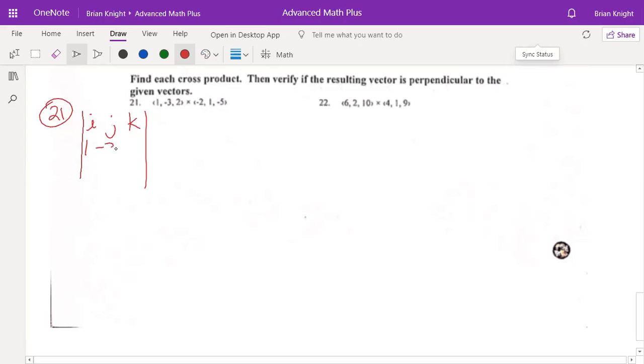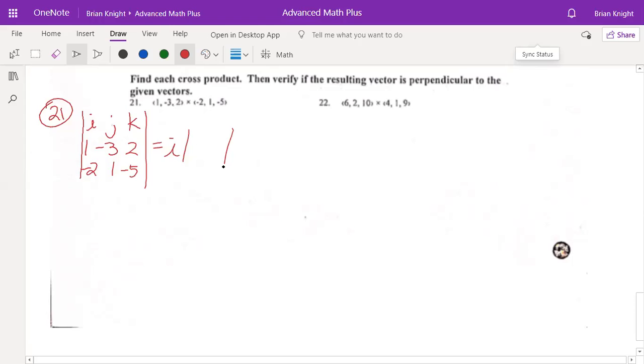Then you just plug in your vectors that you're cross multiplying. So we've got 1, -3, and 2, and -2, 1, and -5. And then we basically find, does anybody remember what this is called? The determinant. Close. What is the discriminant? It's the part under the radical in the quadratic formula. I used to get them mixed up all the time, so don't feel bad. Determinant is matrices, discriminant is quadratic formula.